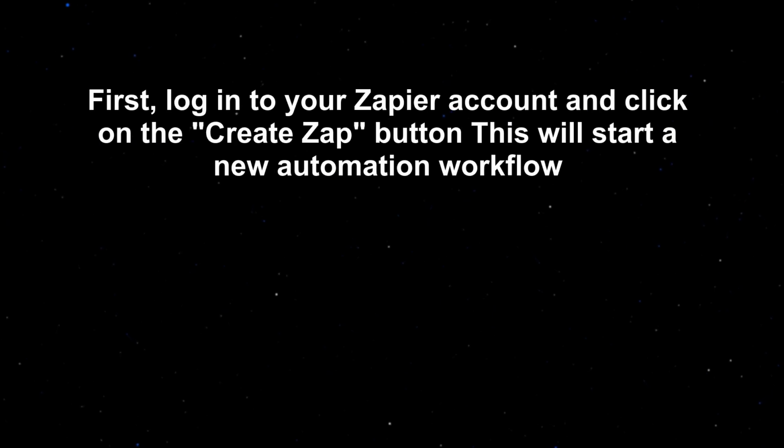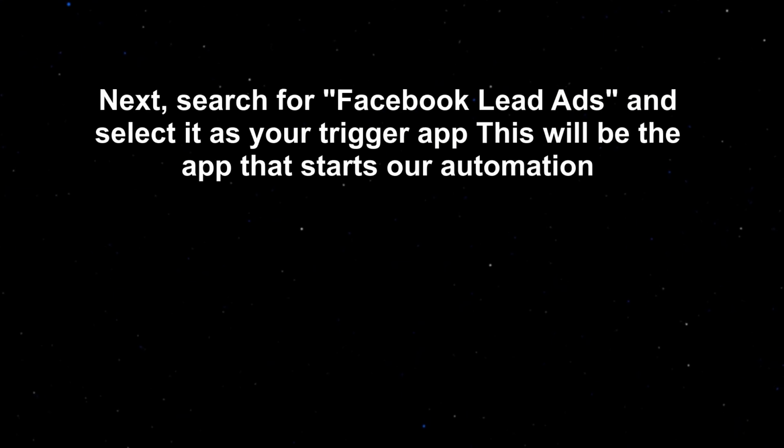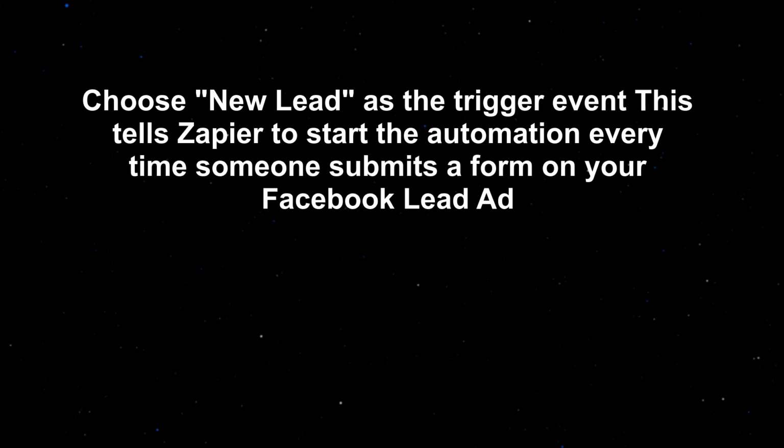First, log into your Zapier account and click on the Create App button. This will start a new automation workflow. Next, search for Facebook lead ads and select it as your trigger app. This will be the app that starts our automation. Choose New Lead as the trigger event. This tells Zapier to start the automation every time someone submits a form on your Facebook lead ad.